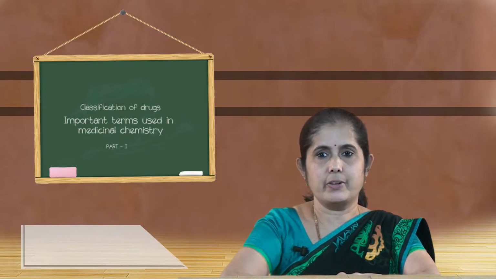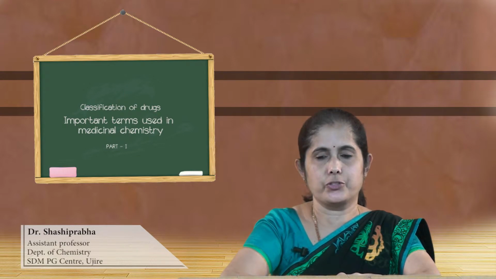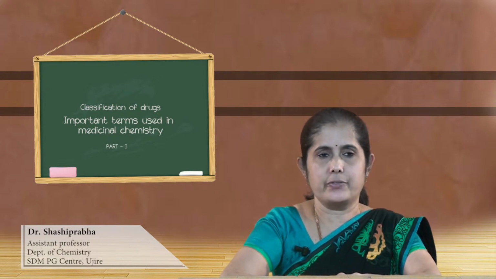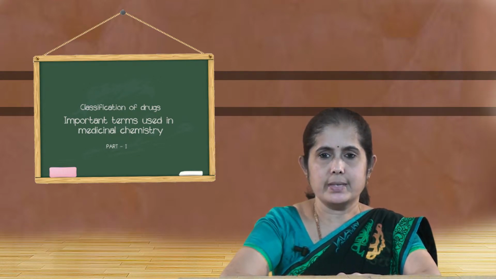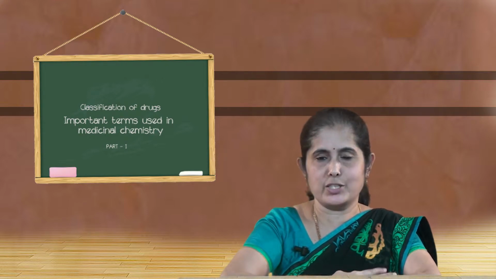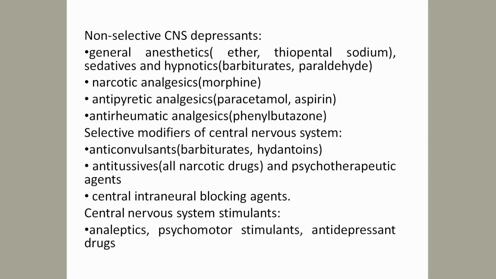In the last class, we were discussing the classification of drugs. In the classification of drugs, we have seen drugs acting on the central nervous system. This class has been subdivided into a few more groups. In that, we have seen non-selective CNS depressants. Today, we will discuss selective modifiers of the central nervous system.